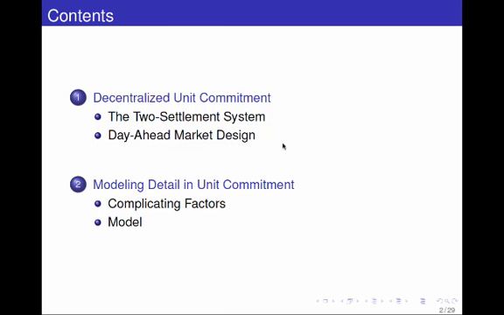So we've already talked about unit commitment, and I wanted to spend another lecture talking about it. We discussed how to model the problem and how to deal with its size, but we haven't discussed how you design markets around it.